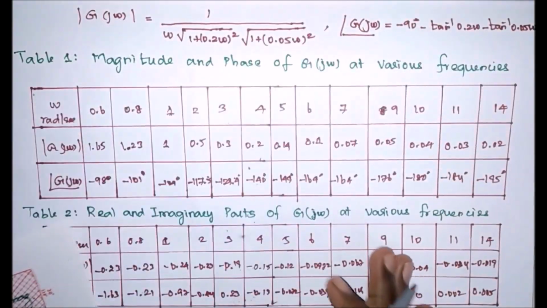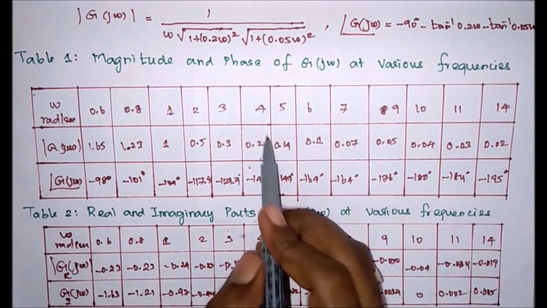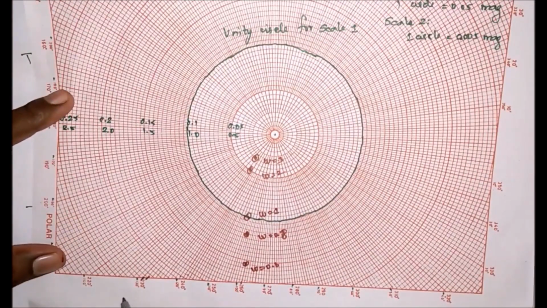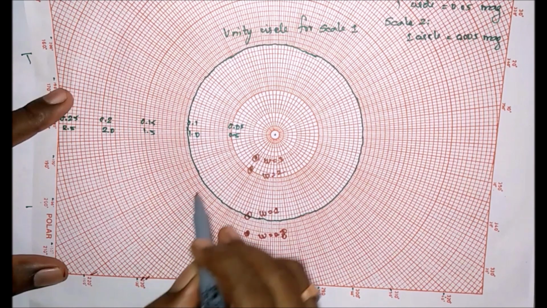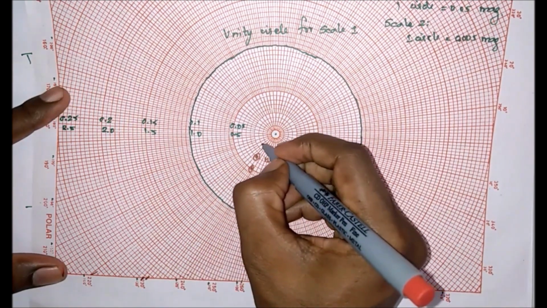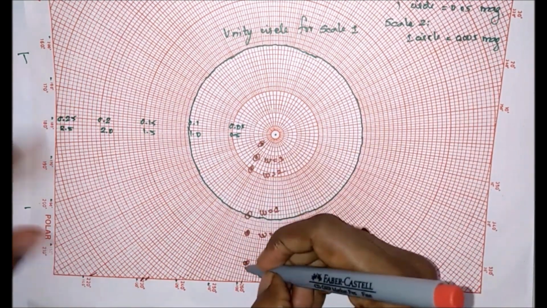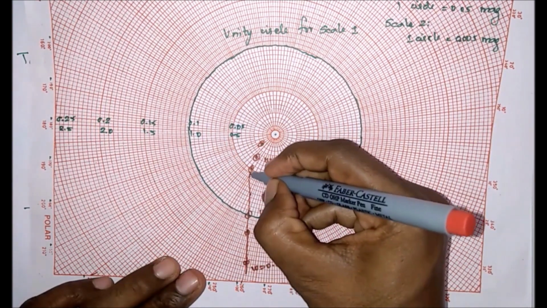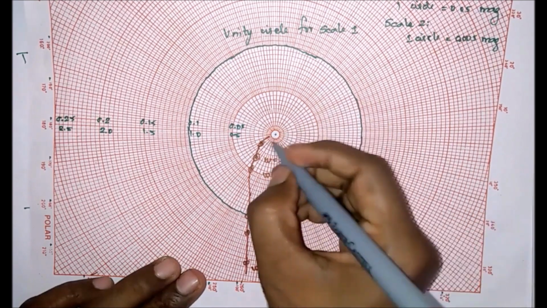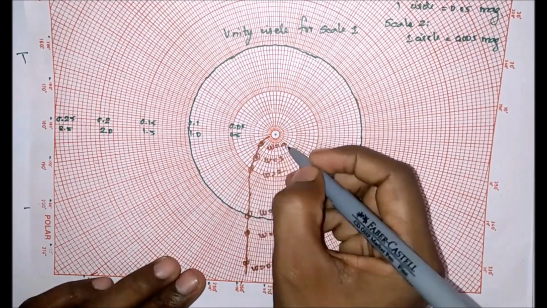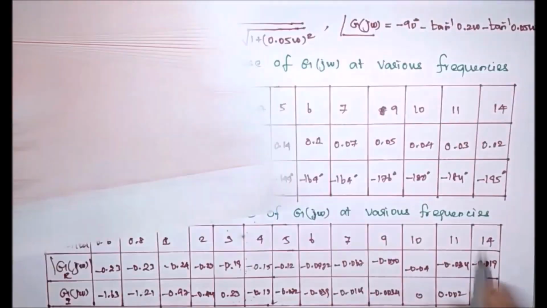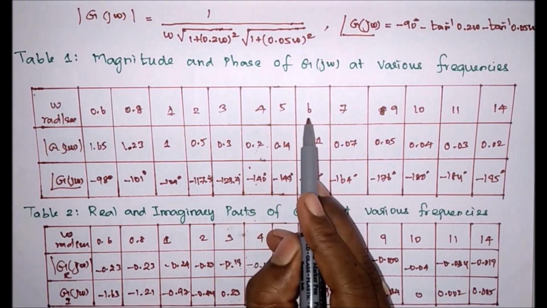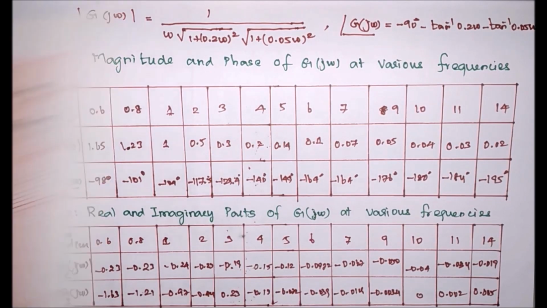Next, omega equal to 4, magnitude is 0.2, angle is -140. So this line is 140, and 0.2 will come here. Now we have to connect all these points. Beyond this we cannot draw because we have selected omega values only up to 4. After omega equal to 4, we can select the next scale.